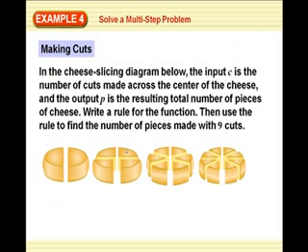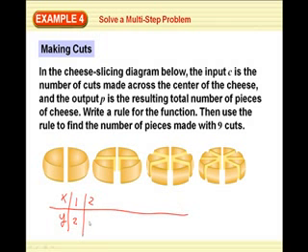There's the rule. Okay, example 4. In the cheese slicing diagram below, the input C is the number of cuts made across the center of the cheese, and the output P is the resulting number of pieces. Write a rule for the function. So the input is the number of cuts. So here's our x and here's our y. The first one has 1 cut, 2 pieces. 2 cuts, 4 pieces. 3 cuts, 6 pieces. 4 cuts, 8 pieces. So our rule is 2x equals y.